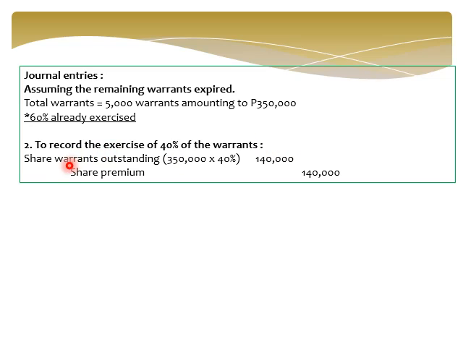So, ngayon, debit the share warrants outstanding, 350,000 times 40% yung remaining, so 140,000. Then, credit to share premium, 140,000. Actually, tinransfer mo lang yung remaining balance sa share premium. Actually, yung share warrants outstanding is part naman din ng share premium, pero tinransfer mo lang talaga sa general account ng share premium. Etong entry na to, wala tong effect sa equity, kasi share warrants outstanding part ng equity, si share premium part ng equity. So, wala siyang effect sa total shareholders equity.